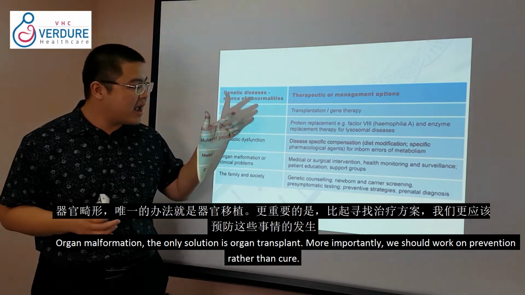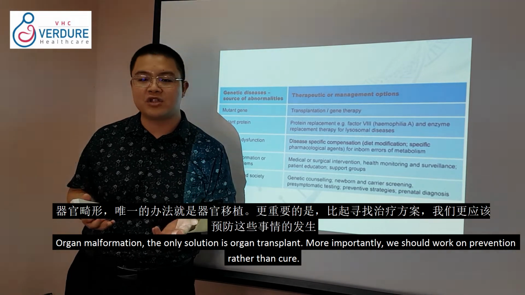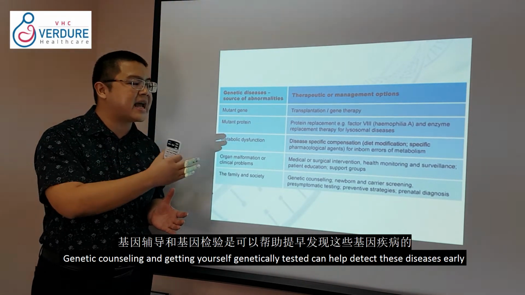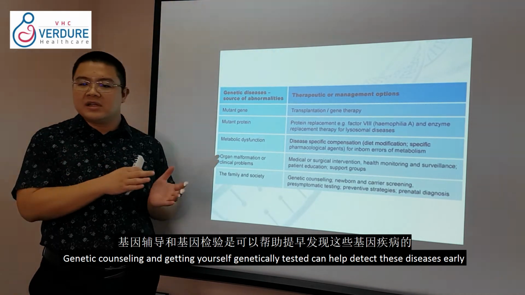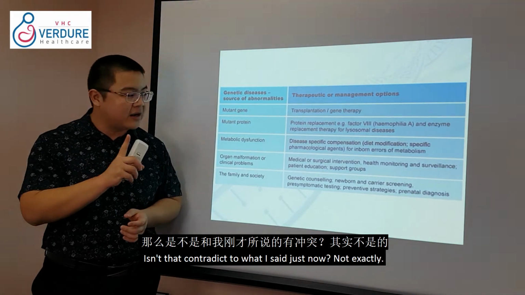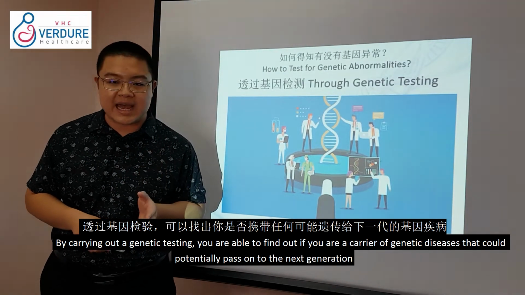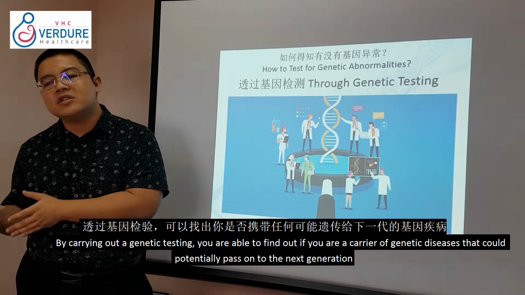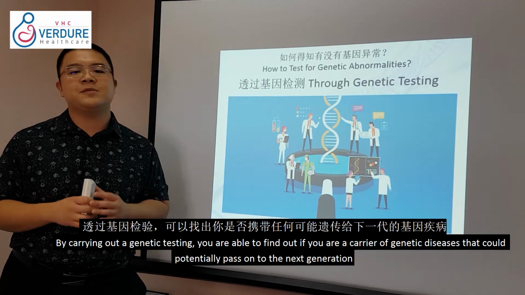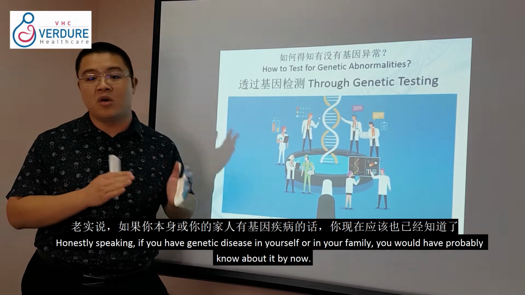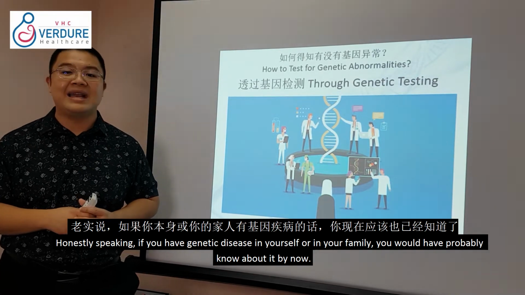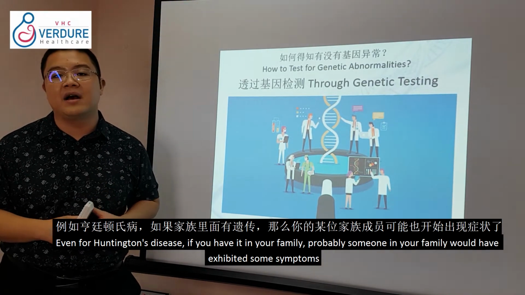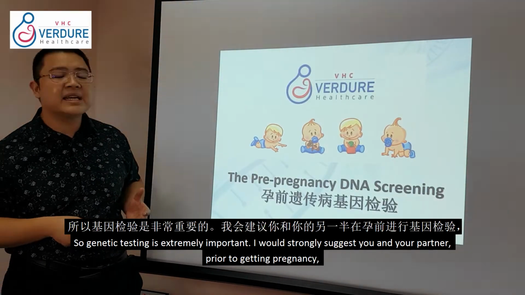But more importantly, why shouldn't we work with prevention rather than cure? With genetic counseling and getting yourself genetically tested, you can detect these diseases early on. But isn't that going to contradict what I said just now? Not exactly. By going through a genetic test, you can see if you are carrying any kind of genetic mutation that can potentially be passed on to your next generation. Honestly speaking, if you have a genetic disease yourself or in your family, you would probably know about it by now. Even for Huntington's disease, if your family has it, probably someone in your family would have exhibited those symptoms. So genetic testing is extremely important.